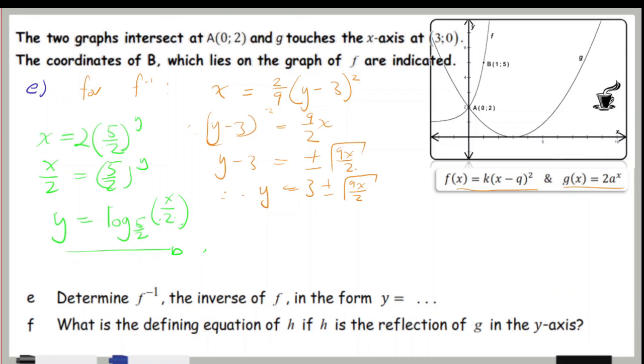Well, what is the defining equation of h, if h is the reflection of g in the y-axis? In this case, if we're talking about that g, what will happen is all the x values will change sign. Therefore, we shall have h of x being equal to 2 times 5 over 2 to the power negative x.